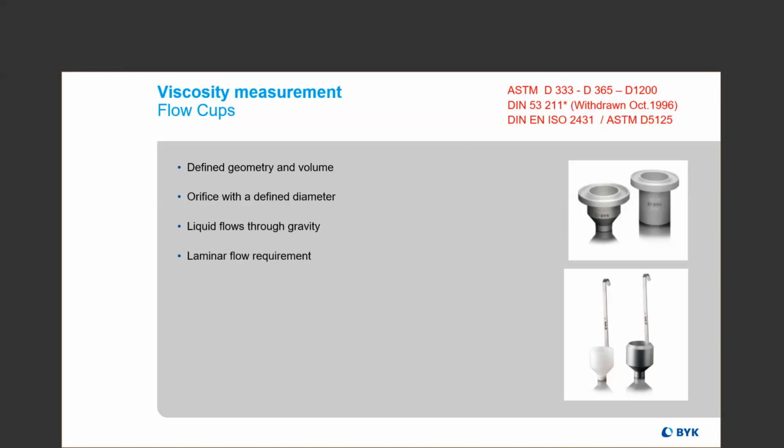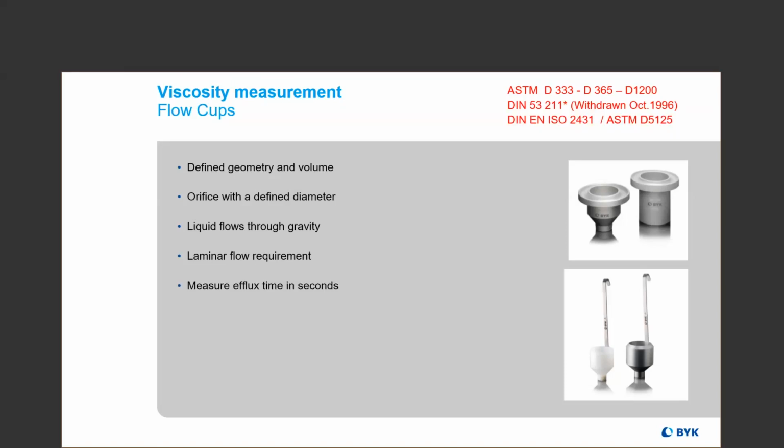And there is a laminar flow requirement, and that just means that as the liquid drains out of the bottom of the cup, it needs to be a smooth stream of liquid. It needs to be an unbroken stream. So if your liquid is so thick, so viscous that it's sort of dripping out of the bottom of the cup or coming in broken little bits, that is not suitable. It's too viscous for this type of measurement method. You need something that can flow smoothly, which is referred to as laminar flow.